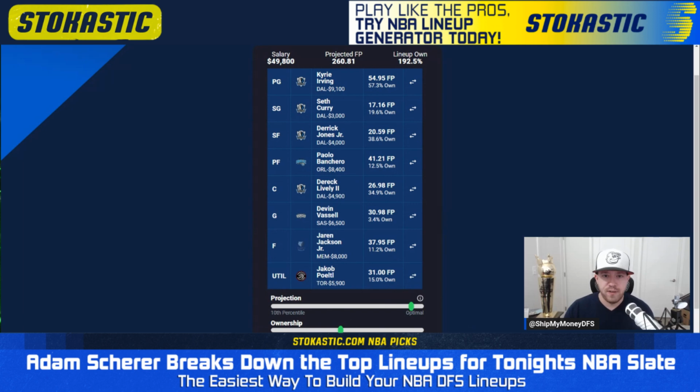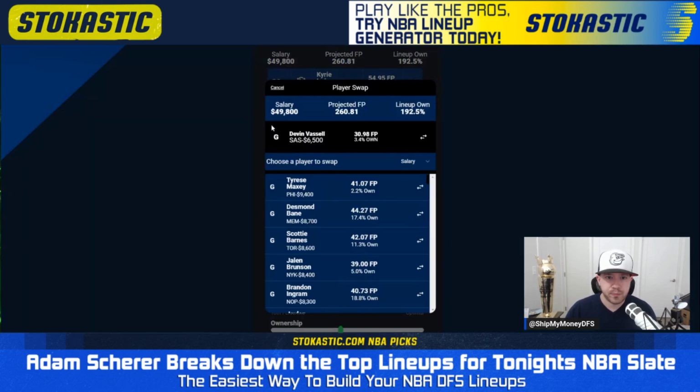And then you can see each individual player, what their salary is, their fantasy point projection, their ownership. And then one of the more useful features here, as far as customization goes, are these arrows over on the right-hand side. Let's say you get this lineup and you don't want Devin Vassell. You love everything else in here, but you just really don't like Devin Vassell for whatever your reason may be. You can click these arrows over here on the right. And once again, you'll be able to see how much salary you used. So because this is DraftKings, you have $200 to work with. Devin Vassell is $6,500. So you're going to just see every guard option.